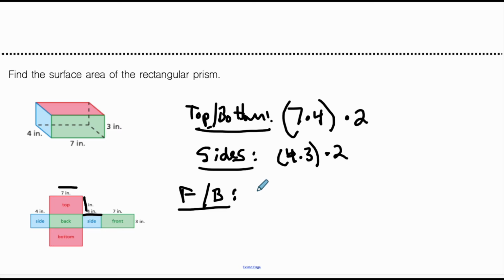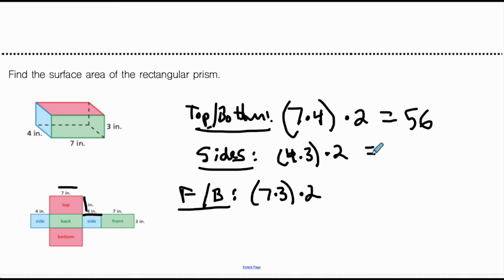And the front and the back, as you can pretty clearly see, are 7 by 3. And there's 2 of them, so we're going to double that. So it's 21 times 2. And then, pretty simple, you're going to add everything together. So 28 times 2 is 56.